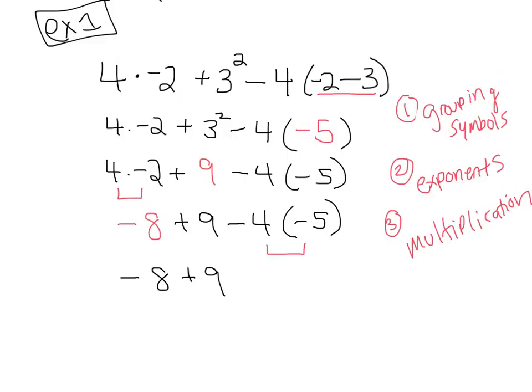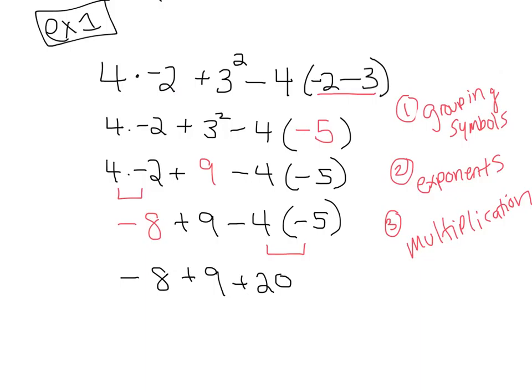-4 times -5 is +20. This is a little tricky. A lot of people don't realize that this 4 is actually a -4. Okay, so that way you remember -4 times -5 is +20.